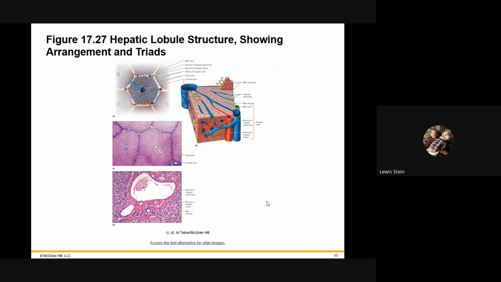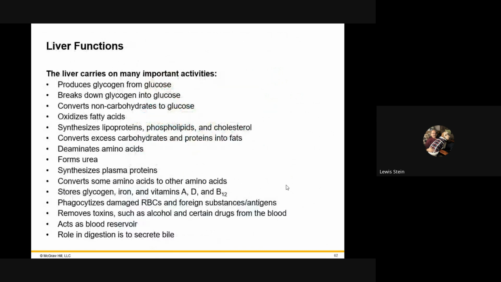That's a lot of serious drinking. And unfortunately, there's a lot of people who do. Just saying. So what does the liver do?